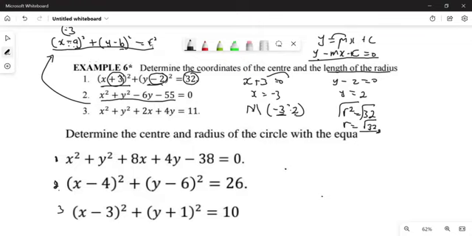Are we good? Now, come and do number 2 and number 3, and then we'll talk again.